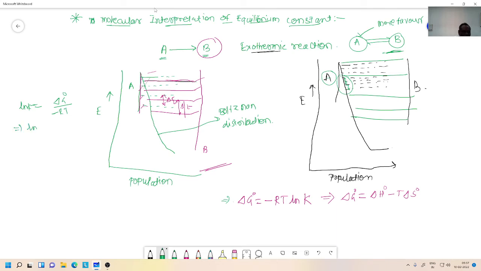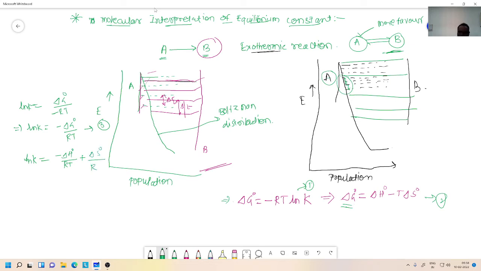That is equal to ln K is equal to minus delta G0 divided by RT. Right? If I combine this equation and this equation, let's consider this is equation number 1, this is equation number 2 and this is equation number 3. If I compare this equation and this equation, how can one write? ln K is equal to minus delta H0 divided by RT plus delta S0 divided by R.